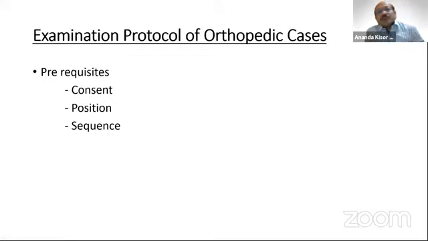So now we are coming to the exact orthopedic examination, that is the hip examination. As in all general protocol, we have to take the consent of the patient, and we have to make the ideal position of the patient, and also the sequence. And the consent is most important: before touching the patient or talking to the patient, we have to make a rapport with the patient, so that our examination protocol will become very easy.